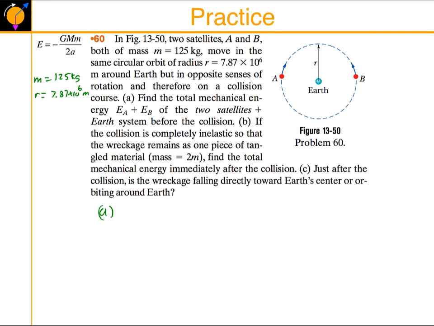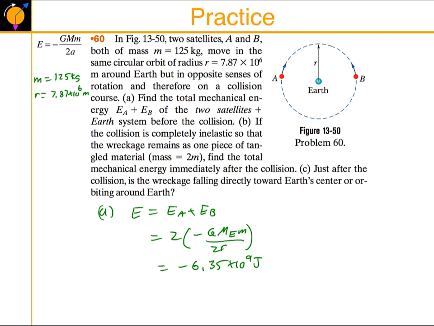Well, their total energy before they collide is just their individual energies, right? And since they have the same orbital radius, they have the same energy. They're both going to have energy GMe times the mass of the object over 2r. When you calculate that, it ends up being minus 6.35 times 10 to the 9 joules.